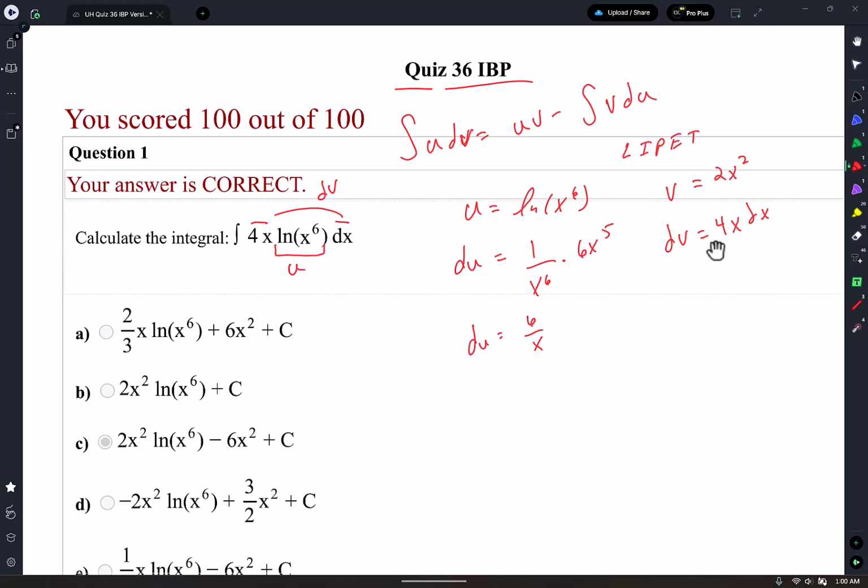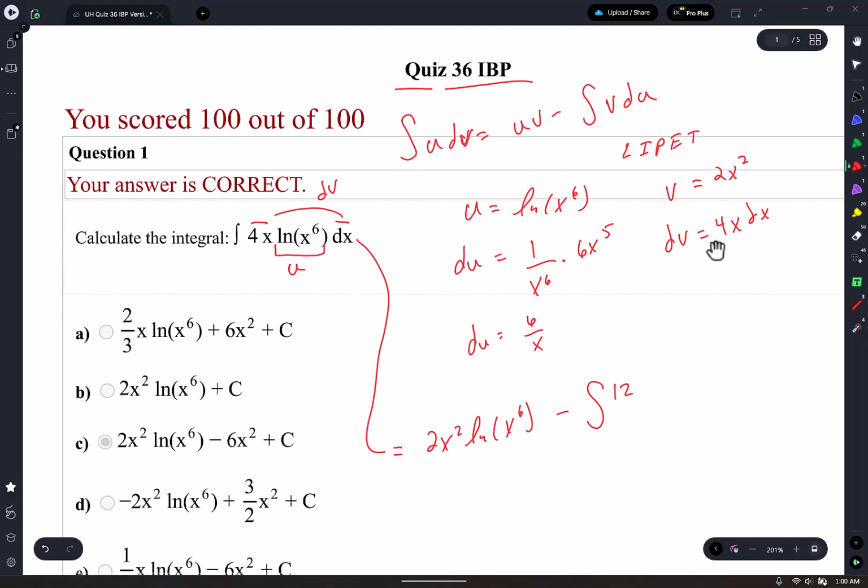All right, guys, so now I'm ready. I'm going to put the equal sign here, and I'm going to go uv. So I'm going to write 2x squared ln of x to the 6 minus the integral of v du. So the integral, v is 2x squared, du is 6 over x. So I'm going to have 12 over, nope, not just 12, 12x dx, because one of these x's cancels out, and you can see that you're going to have 1x left. So there it is, guys. And now this is pretty easy to do.